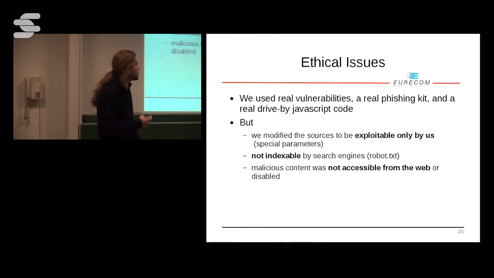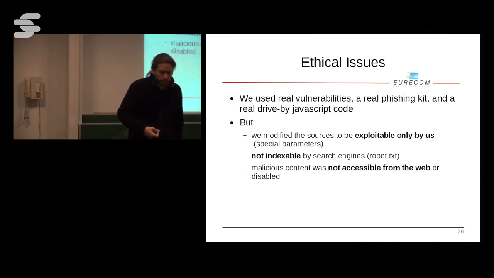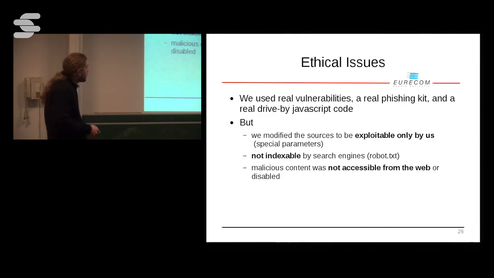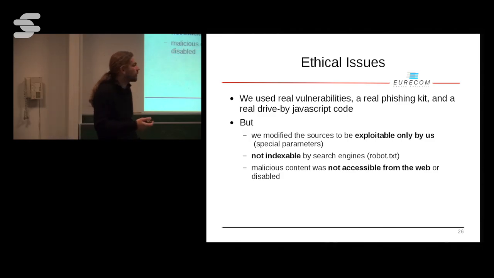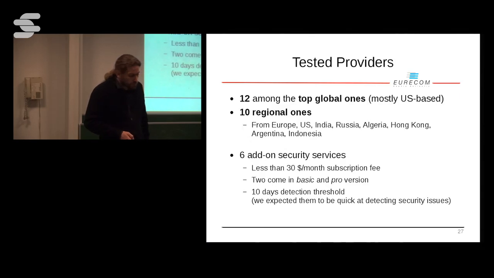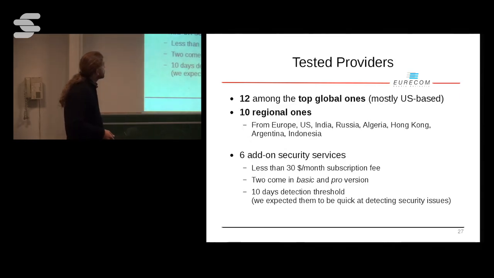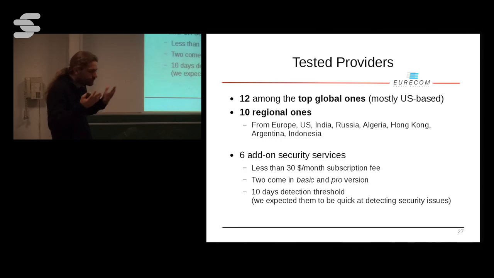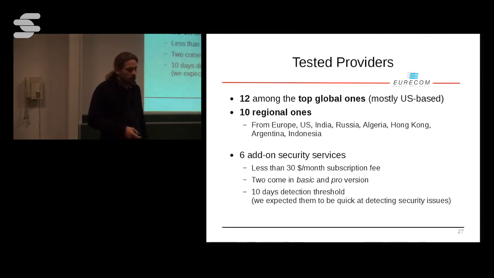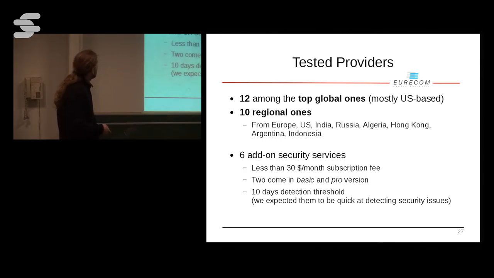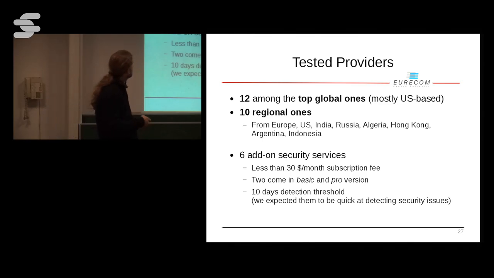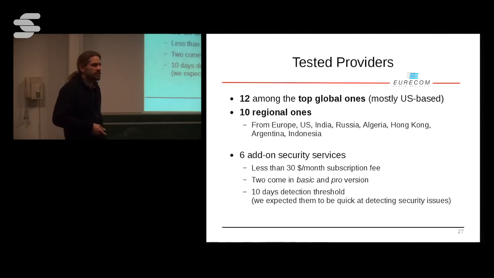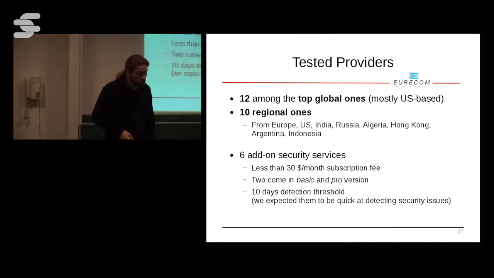So it's not on Google, right? So someone will not find it by chance, right? And the malicious content was not made accessible from the web, for example. So from there, we selected the providers. We picked 12 big providers, big names, mostly US companies. Then, because that's one side of the market, I would say, we picked 10 smaller ones that have regional or country-size businesses. We chose 10 of them across many places in the world.